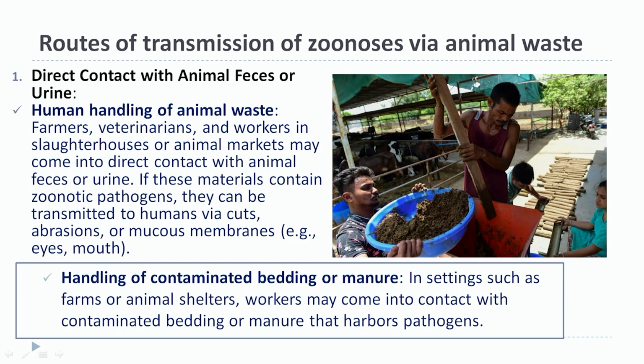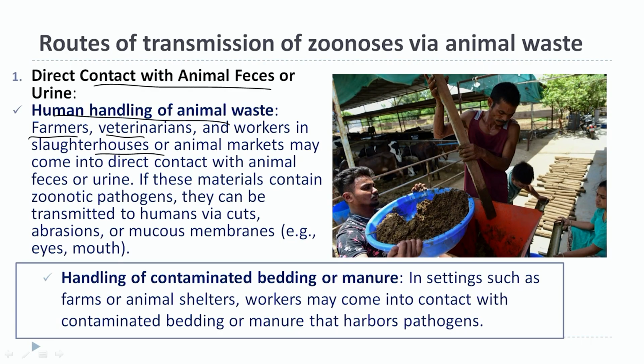So first we start our discussion on how the different animal waste act as an agent for transmission of zoonotic disease. First and most important is direct contamination, direct transfer. The persons who handle animal waste are mainly farmers and veterinarians, and also the workers in slaughterhouses always come in direct contact with animal waste like feces and urine.